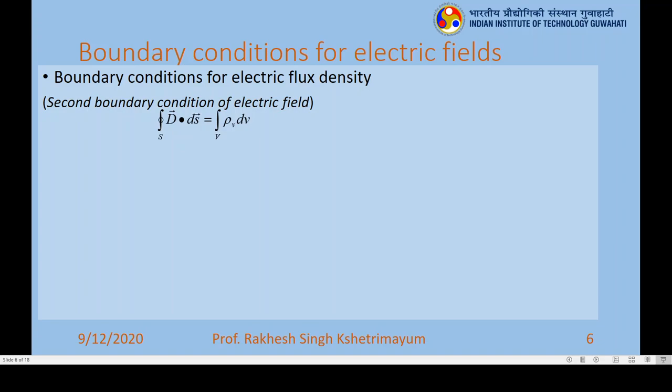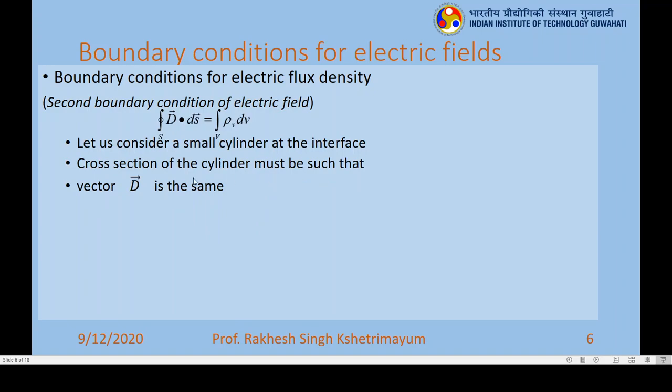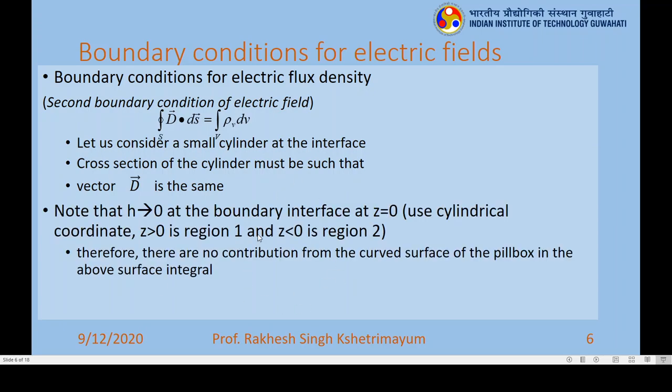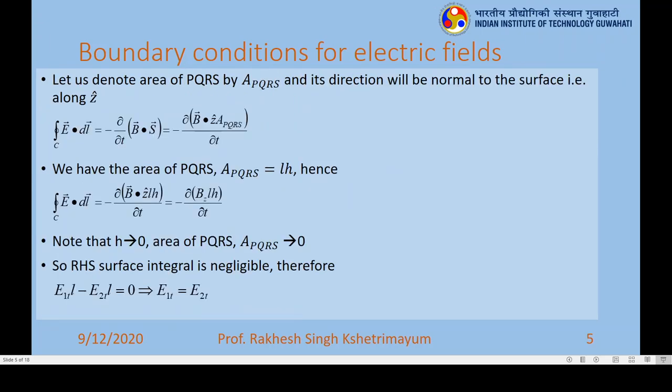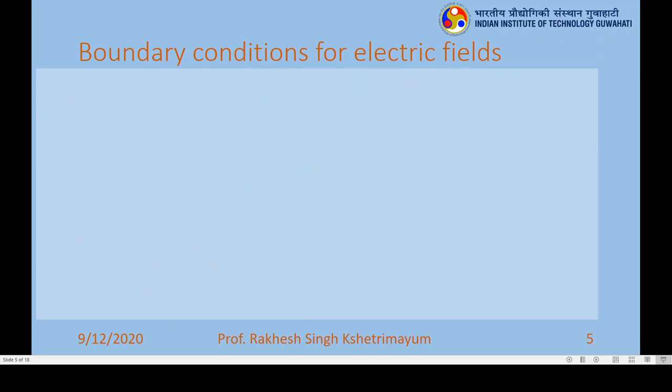Here we'll make some assumptions. Like last time, we assume that the cylinder we're considering is small enough that D is not changing within the cylinder. This is one of the assumptions. Okay, let's go back to the diagram. What was the diagram? We are considering a Gaussian pillbox at the media interface.